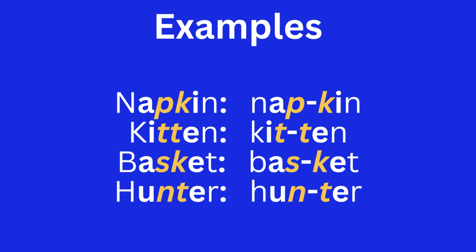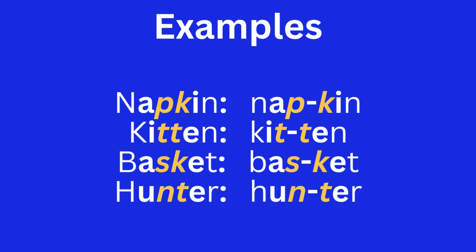The next is basket, basket. Consonants SK are together, so we split in between them. SK. Lastly, we have hunter, hunter. Consonants NT are together, so we split in between them. NT.